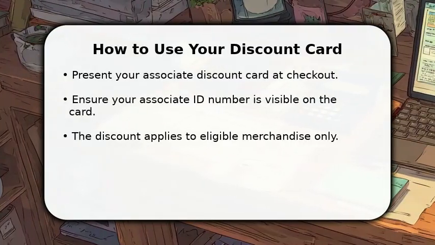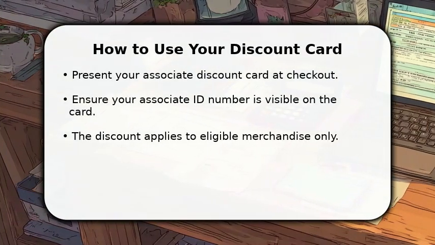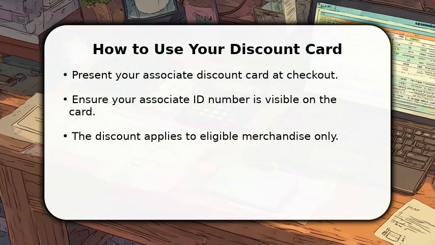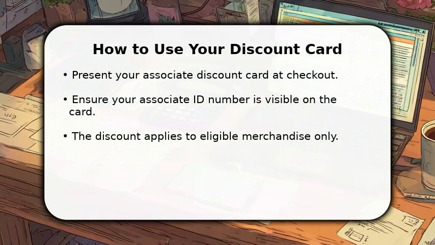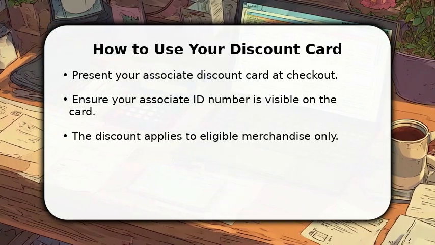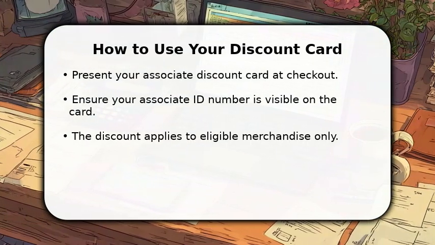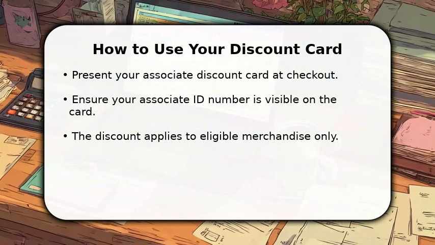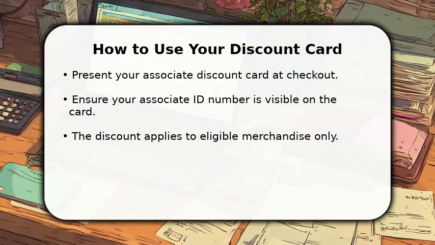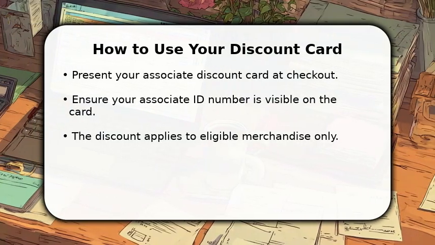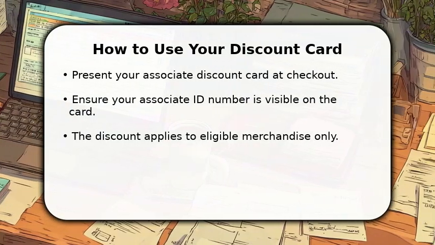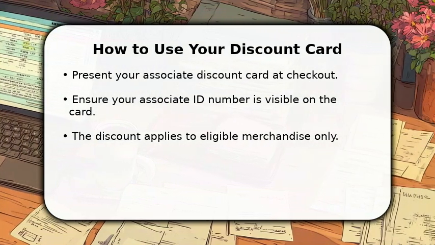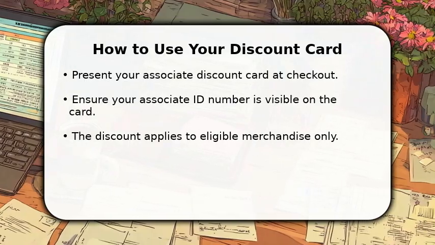In this video, I will explain how to use your Walmart Associate Discount Card in store. To begin, simply present your valid Associate Discount Card to the cashier at any checkout lane. Make sure your Associate Identification Number is clearly visible. The standard 10% discount will then be applied to all eligible merchandise in your purchase. This process is straightforward and ensures you receive your well-deserved associate benefit on qualifying items every time you shop.